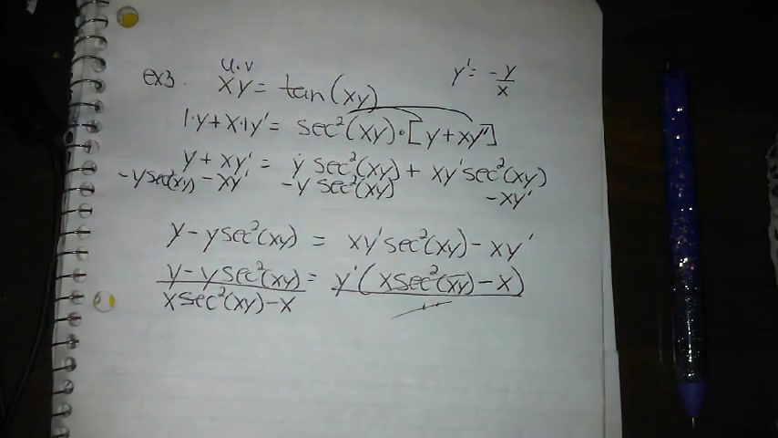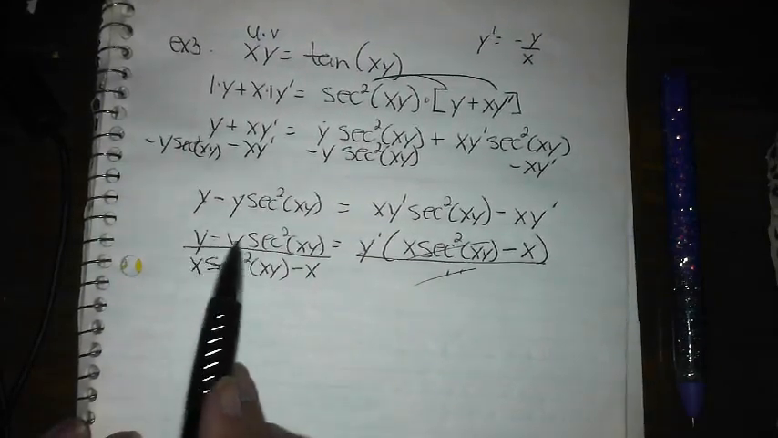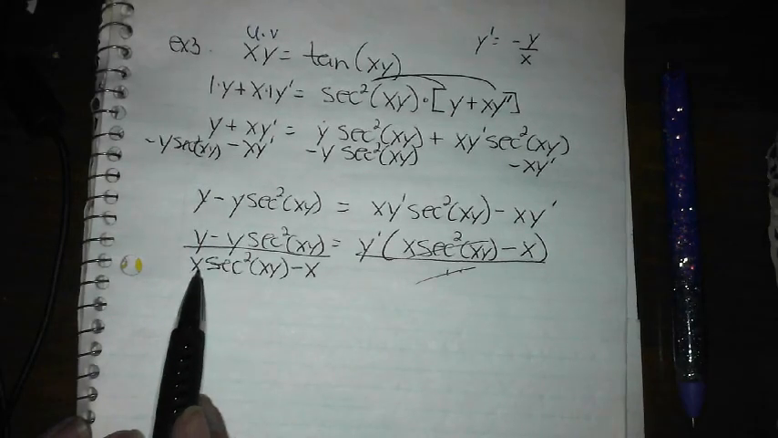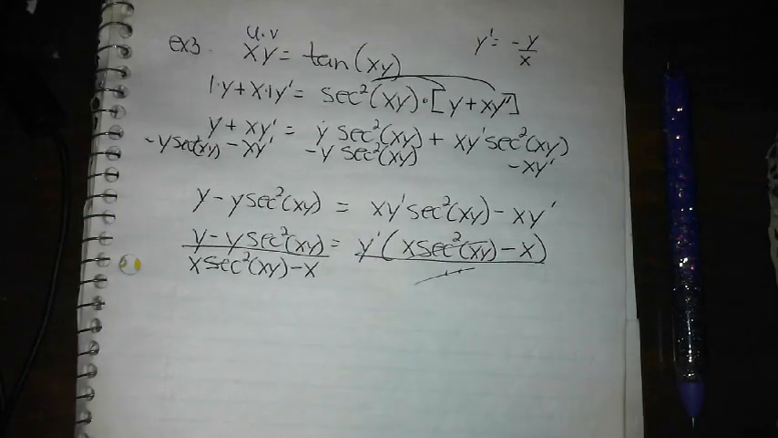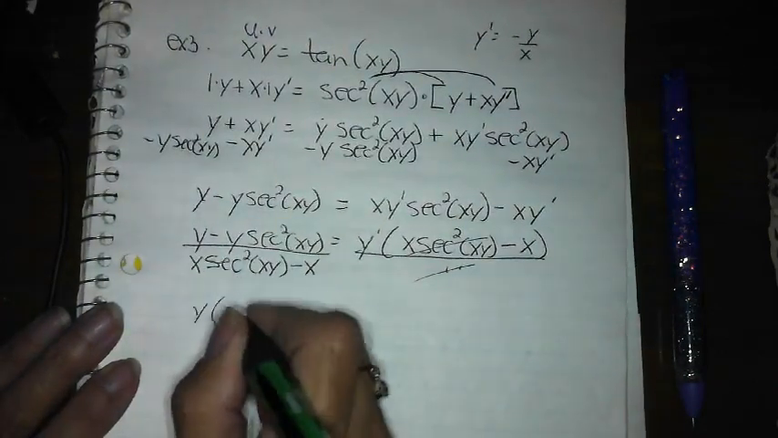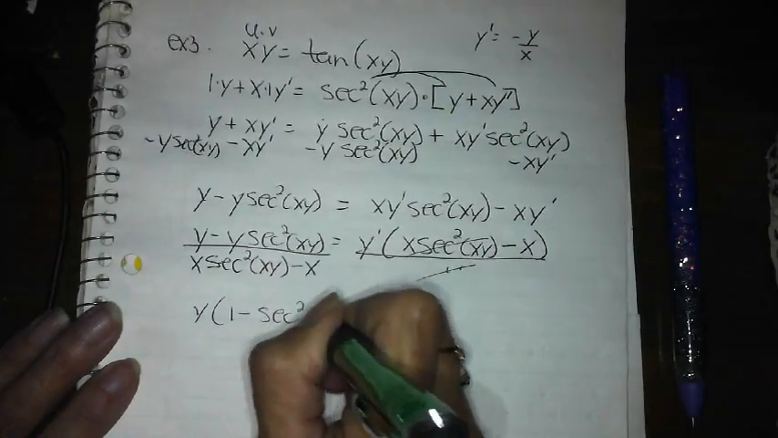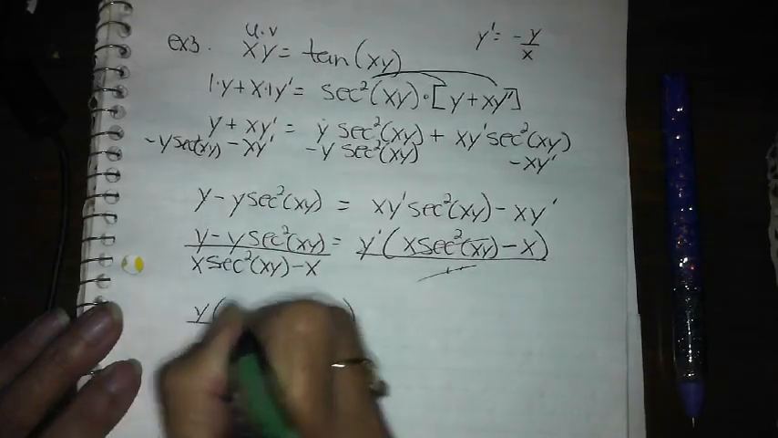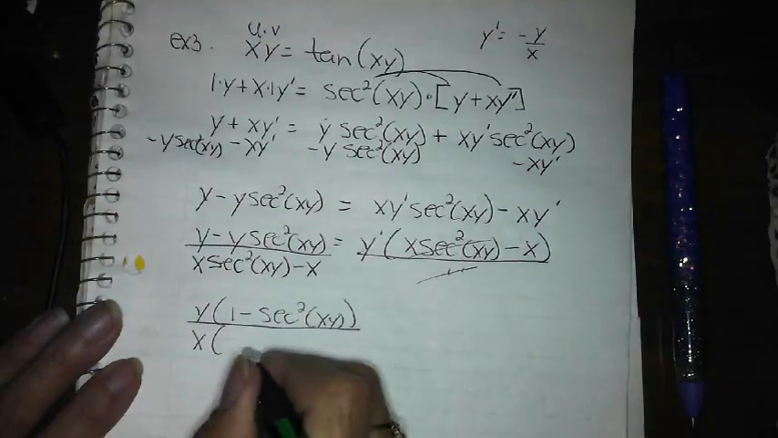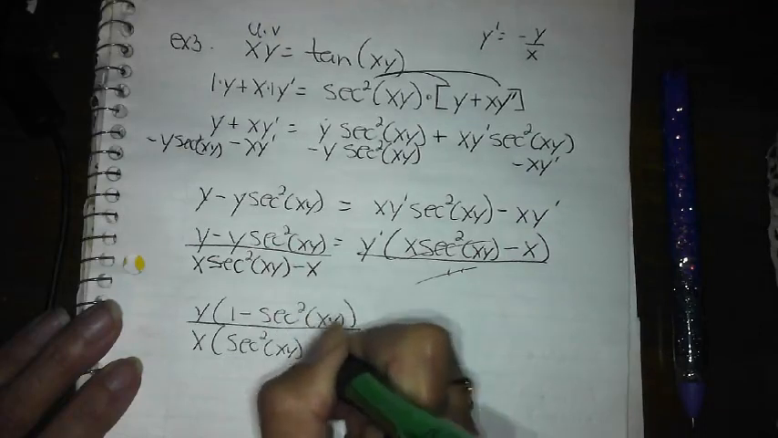So there's a little bit of work we have to do. What can I do here? If I look at the top, I see a y in both baskets here. I'm going to factor out a y from the top. In the bottom, I see two x's in the baskets. I'm going to factor there. So factoring out a y, that will leave 1 minus secant squared. Down here, I can factor out an x. That will leave secant squared minus 1.